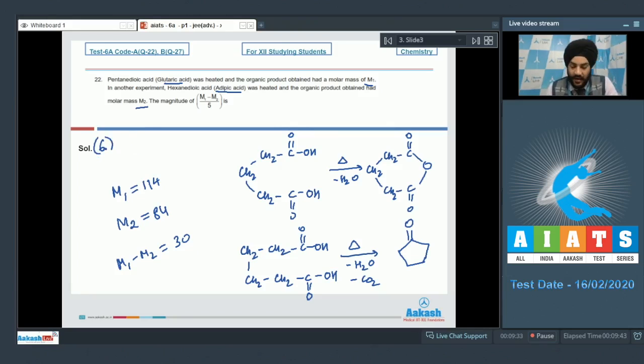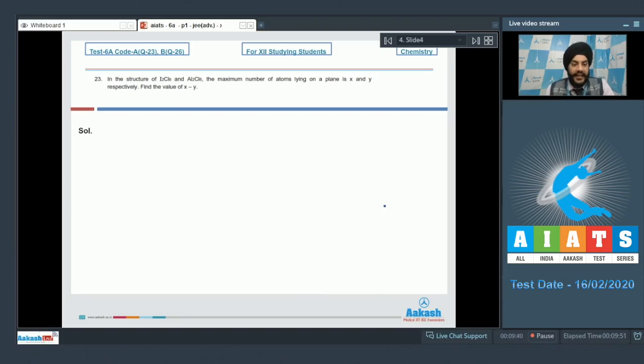Let us look at the next question now. Question number 23. In the structure of I2Cl6 and Al2Cl6, the maximum number of atoms lying on a plane is X and Y respectively. We have to comment on the difference of X and Y. So let us try and draw the structure of these two compounds which are given to us.